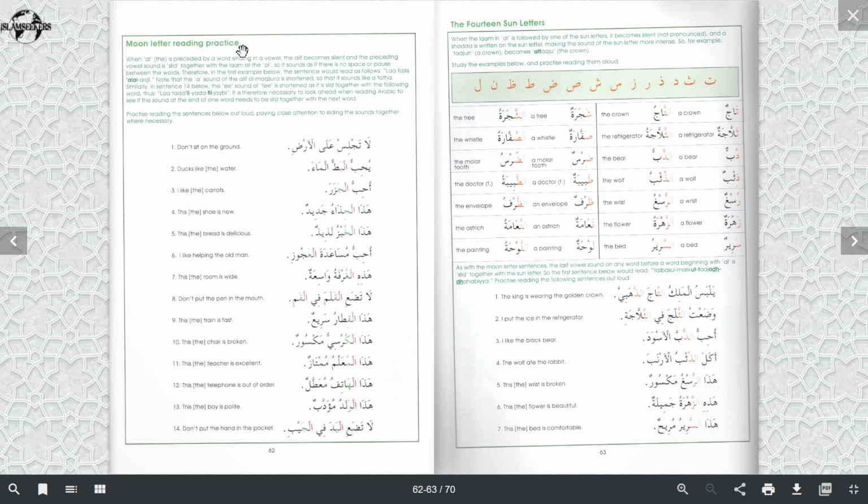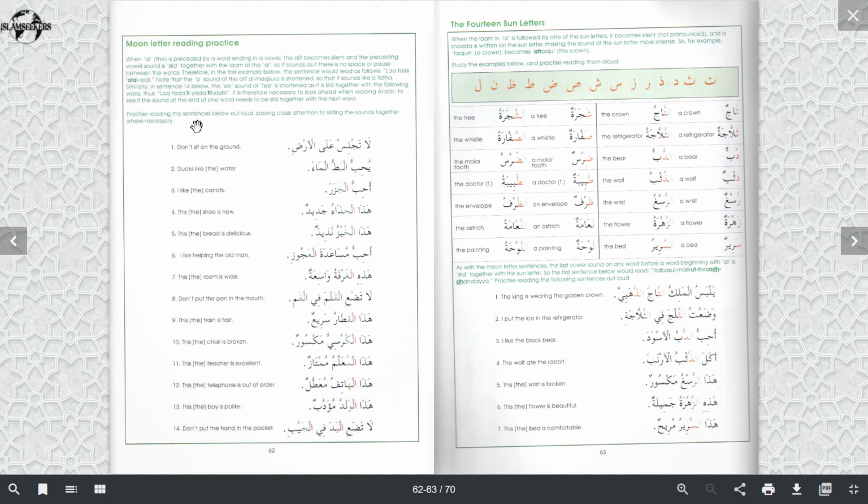Page 62. Moon letter reading practice. When al, or the, is preceded by a word ending in a vowel, the alif becomes silent and the preceding vowel sound is slid together with the lam of the al, so it sounds as if there is no space or pause between the words. Therefore, in the first example on page 62, the sentence would read as follows.